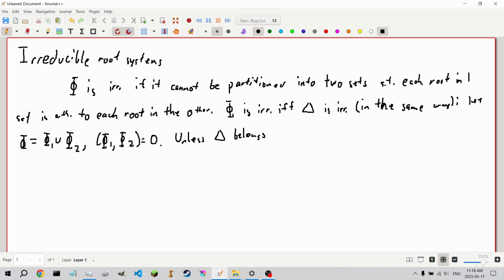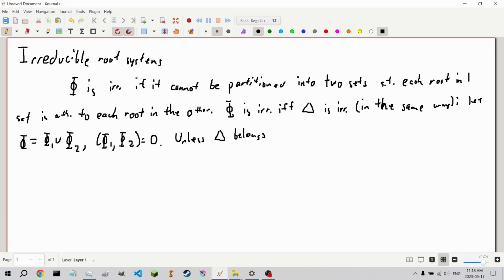Notice that we state that phi is irreducible if and only if its base, a base of it, is irreducible in the same way. Now we need to prove this.